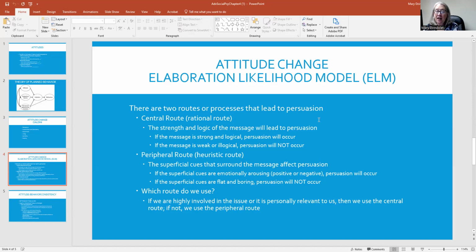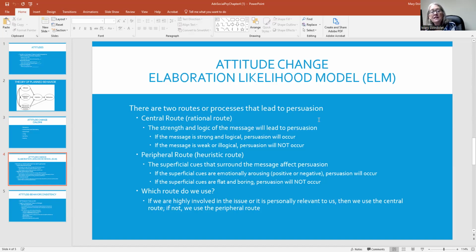And granted, I got the PhD a long time ago. It was like 1987. I probably took comps in like 1985. So I know that was a long, long time ago. But still, the elaboration likelihood model is seen as very important. So I do want you to know this.